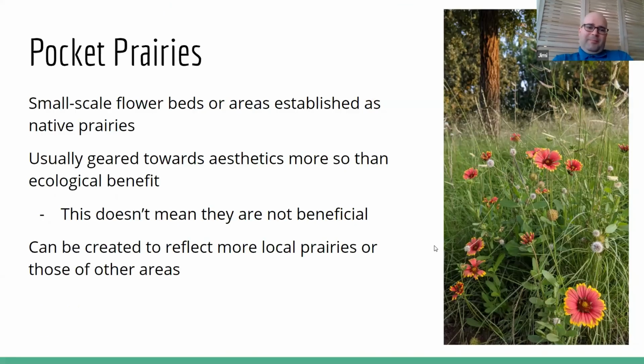So let's first talk a little bit about pocket prairies. Pocket prairies are small-scale flower beds or areas established as native prairies. They're usually geared more towards aesthetics, more so than ecological benefit. So that means they don't always reflect a true prairie per se, and more an idealized one, or what somebody has in their head. But it doesn't mean that they're not beneficial. And they can be created to reflect more local prairies or those of other areas.